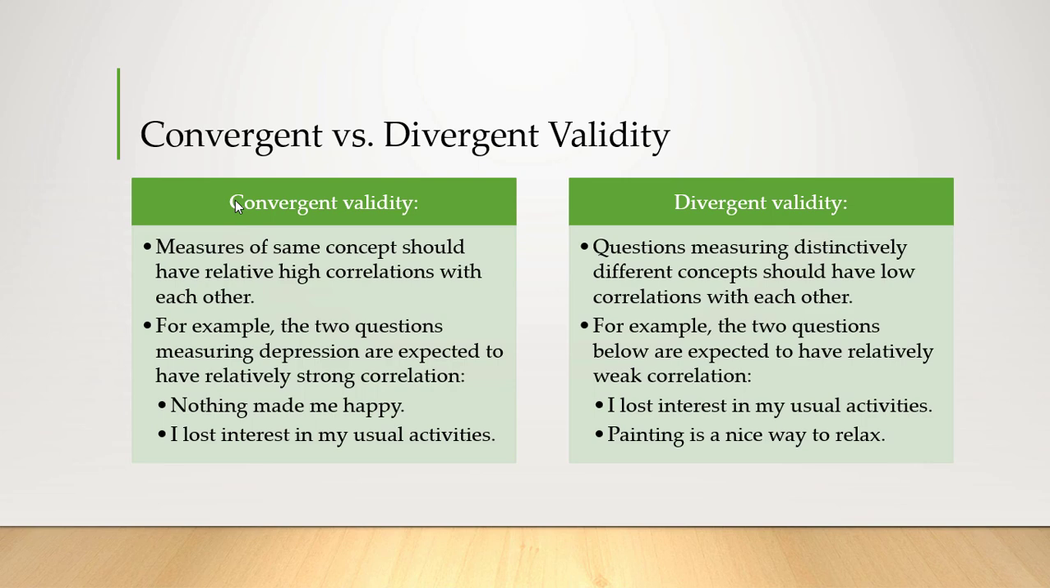However, if there's an instrument that measures depression and there's another instrument that measures motivation, because those two are very different concepts, even when the same group of people complete both surveys, a low correlation is expected between the two sets of scores, which is an indication of divergent validity. If a high correlation is found between instruments that are supposedly measuring different concepts, it's a sign of a problem with one or both instruments.